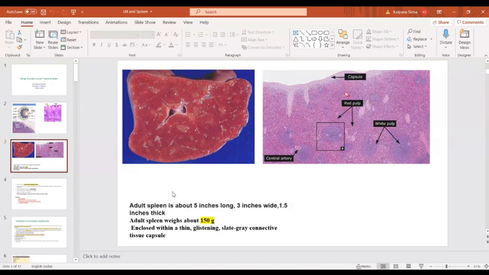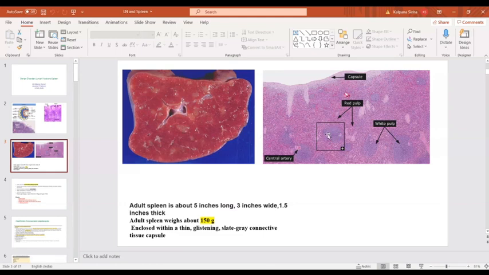So this is a capsule, H&E section of spleen. This is a capsule, and this is a trabeculae coming out from the capsule. So it divides the spleen into two parts. So majority is red pulp. You can see this red area, and this lymphoid follicle is the white pulp, which corresponds to this pale zone.